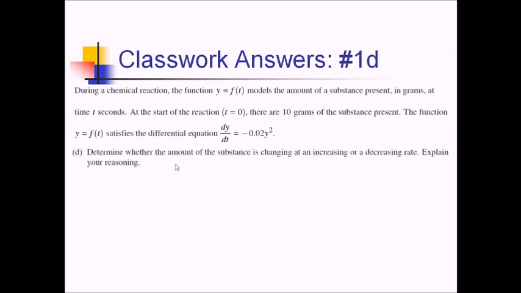For this part of the problem, they want us to determine whether the amount of the substance is changing at an increasing or decreasing rate and explain our reasoning. Well, here is the rate right here, dy over dt, with which our substance is changing. So we want to figure out if this itself is going up or down over time. That means we need the derivative of our derivative, so our second derivative. Initially, if we take our second derivative, we get negative 0.04 y, and then a dy over dt after it.